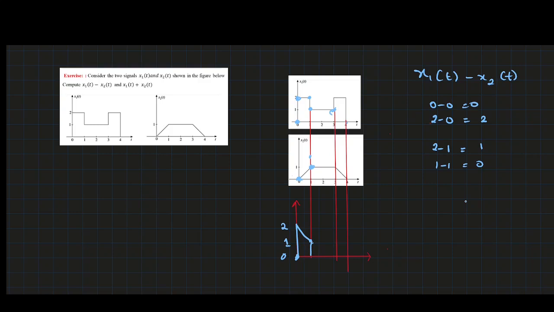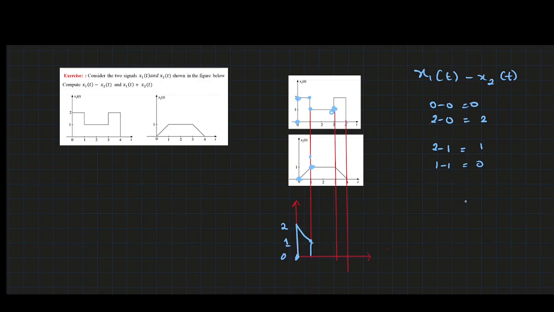Now the next change we have is at this point. And at this point, what do we have? 1. And at this point, it is also 1. So 1 minus 1, that's 0. So it keeps on that 0 line.